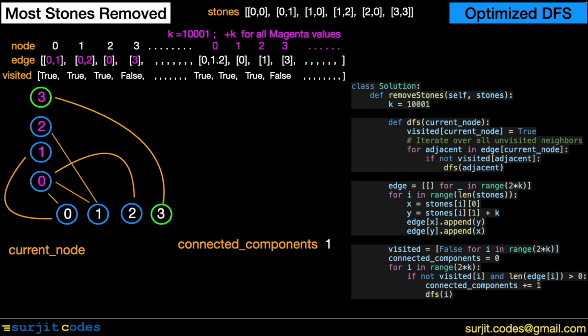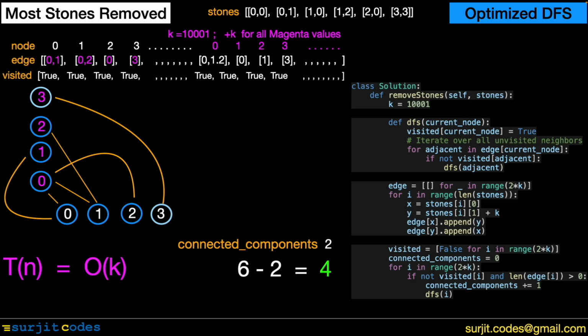All DFS calls end. In our loop over i, the next node which is not visited is 3. We increase connected components by 1 and mark node 3 as visited. Its neighbor is also marked as visited and all calls end. And the number of components become 2. And final value of result is 4.